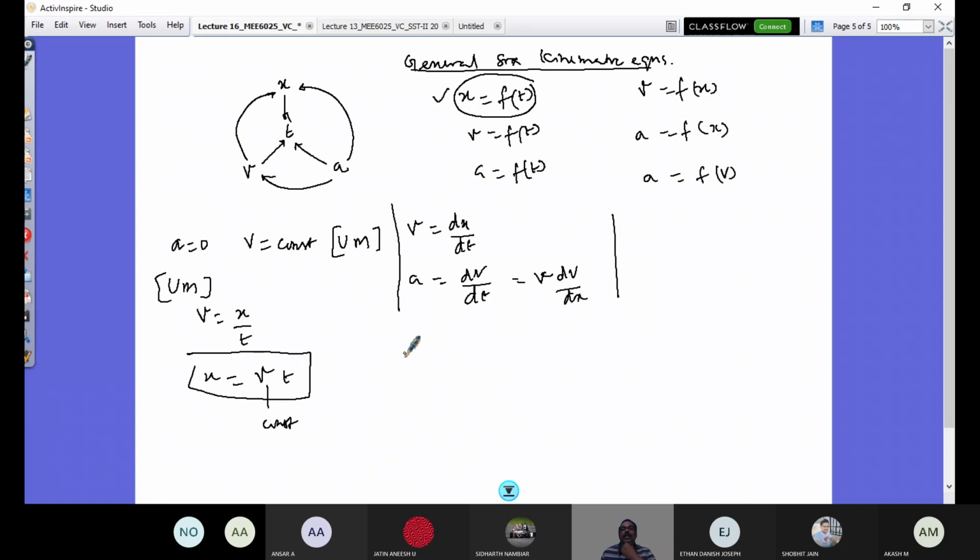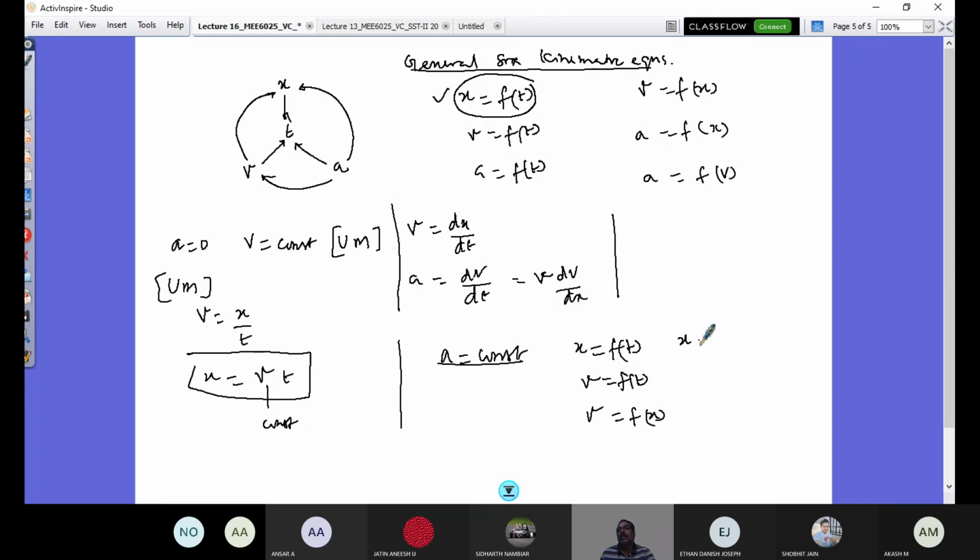And the next case is acceleration can be constant. So when acceleration is constant, it is not varying with X, not varying with time, not varying with velocity. So you would have only three equations. When A is constant, X will be a function of time, V will be a function of time, and V can be a function of space. That is the equation you are seeing.